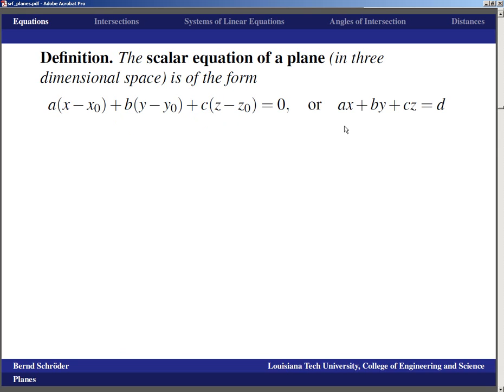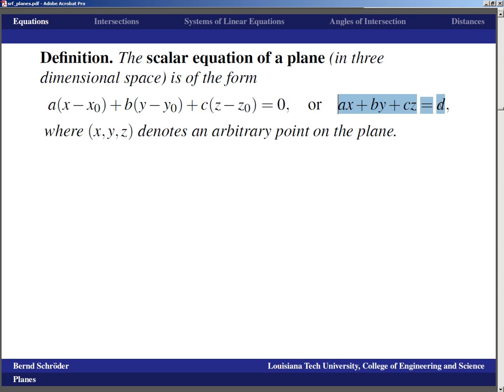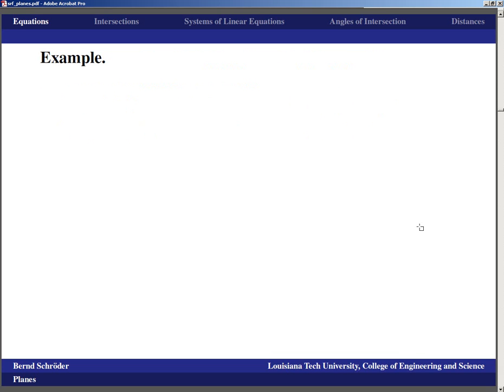If you simplify that, you could also write this as ax plus by plus cz equals d, and again a, b, c most likely are the components of a normal vector, and we're going to verify that as we go through an example. X, y, z denotes an arbitrary point on the plane, so those are these arbitrary coordinates. Another thing you can see here is of course that this equation is exactly the kind of equation that we were dealing with when we were working with systems of linear equations, and that is the connection that we're going to make later on also.